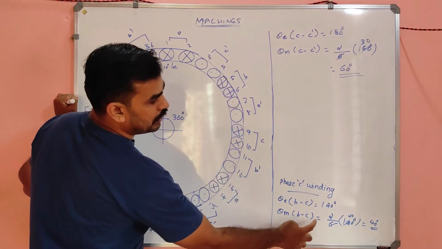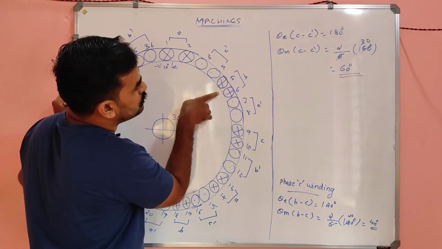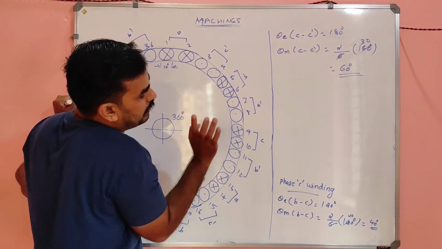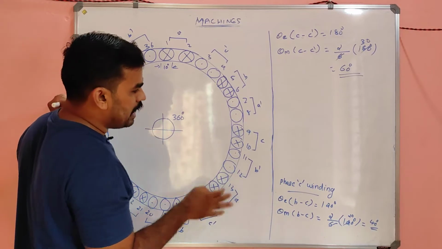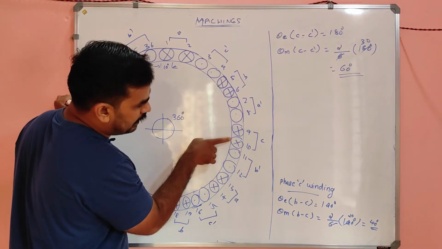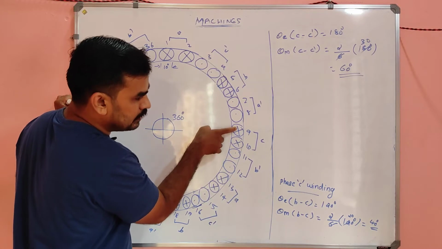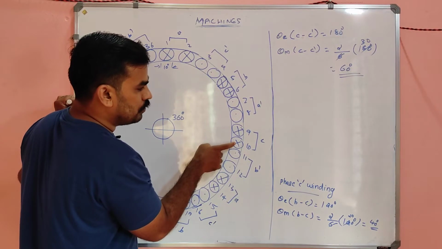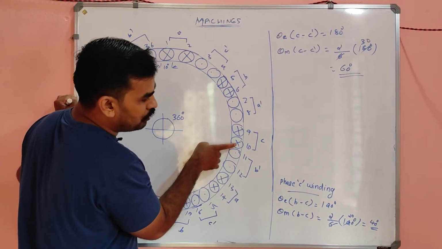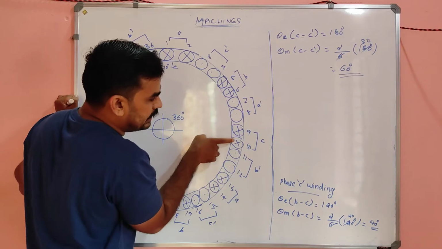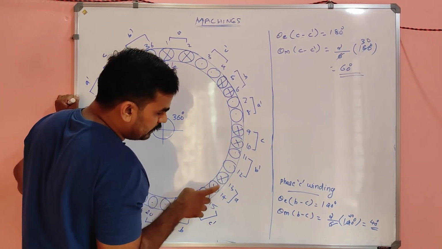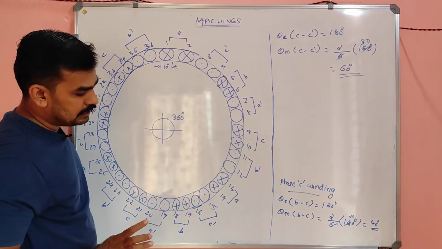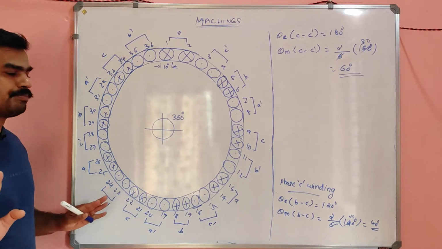So B to C means 40 degree: 10, 20, 30, 40. Correct. So in between B and C there will be 40 degree. And after this is the incoming current, right? So this is also incoming. So after this we have to cover 60 degree, 10, 20, 30, 40, 50, 60. So after 60 degree only we will get the C dash. Cool. Okay, relax.